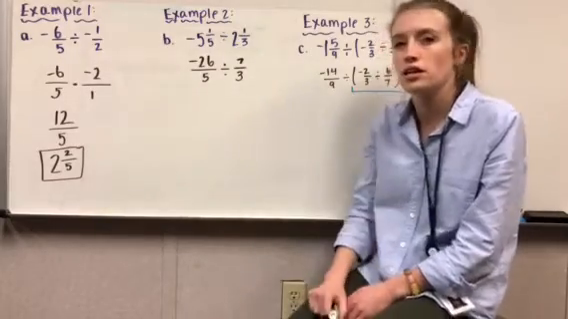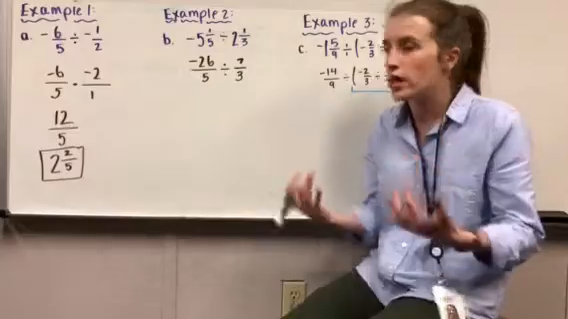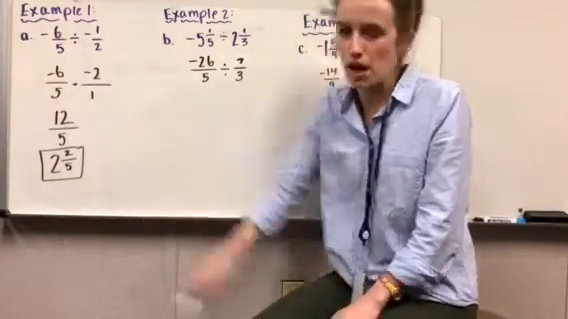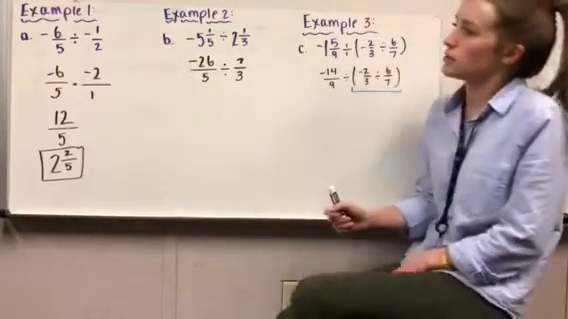Notice something else. I included the sign in here. You also don't have to. You can carry out the division and say, I know that dividing a negative by a negative will get me a positive quotient.